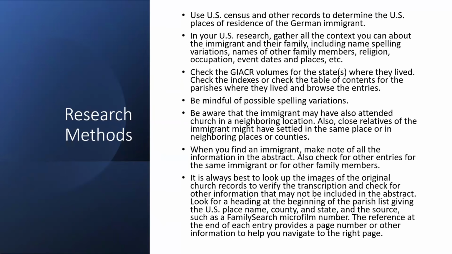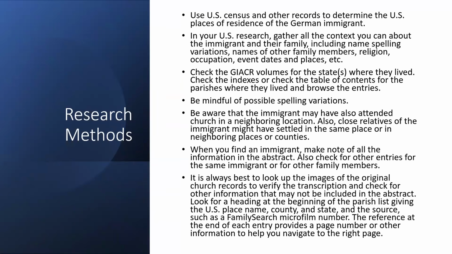Be aware that the immigrant may have also attended church in a neighboring location, and also that close relatives of the immigrant might have settled in the same place or in neighboring places or counties. So you'll want to check around, because if you don't find your specific immigrant, you might find his brother or sister or his child, and that might give that vital clue of the place of origin.